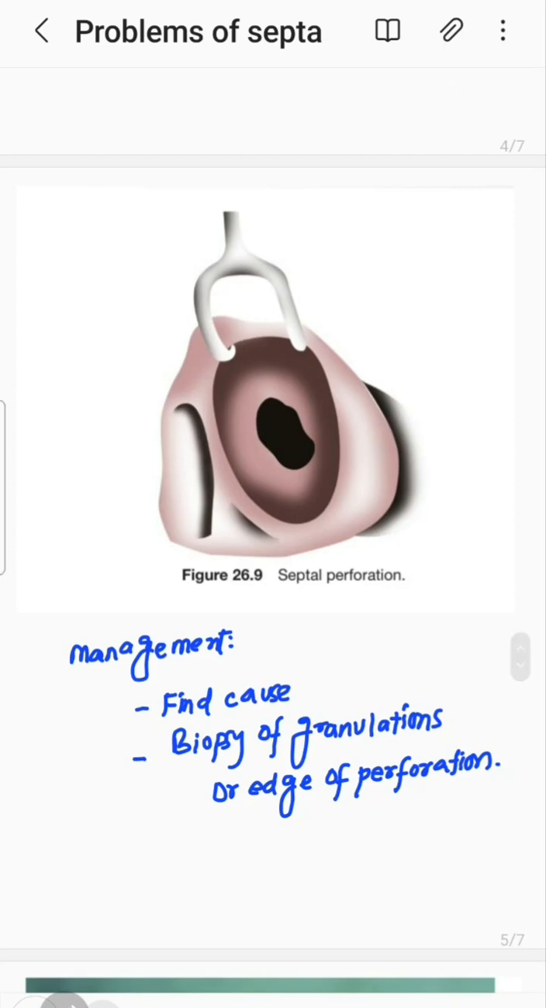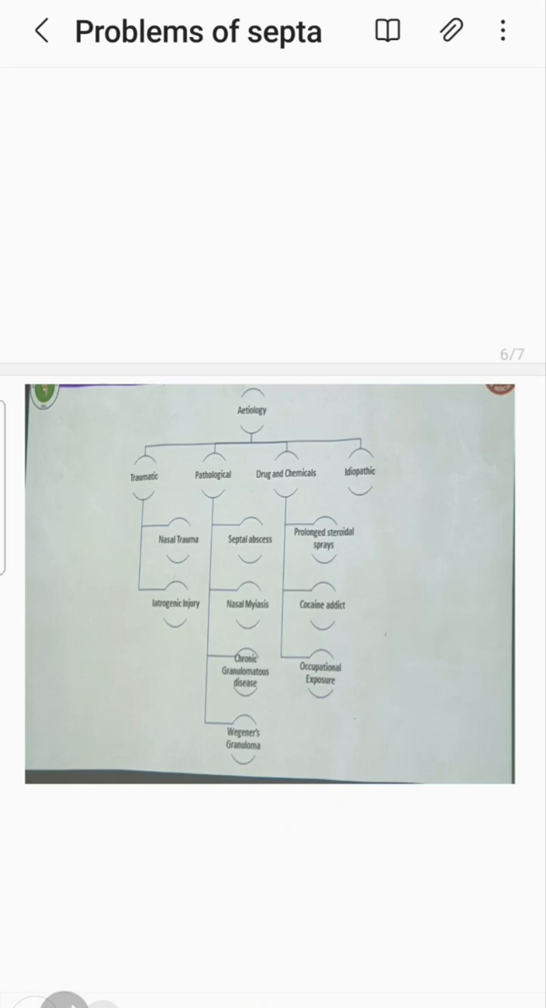Let's talk about the septal perforation. If you encounter a patient of septal perforation, the first thing that you have to do is to find the cause. And if you are unable to find the cause, immediately do the biopsy of the granulations or the edge of the perforation. The possible causes that you may have to rule out during history taking is the history of a trauma. Trauma can be during surgery.